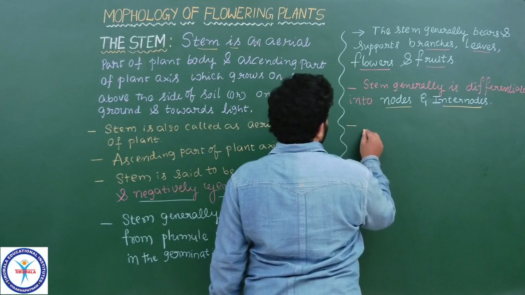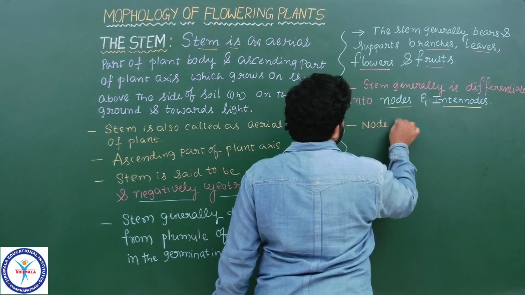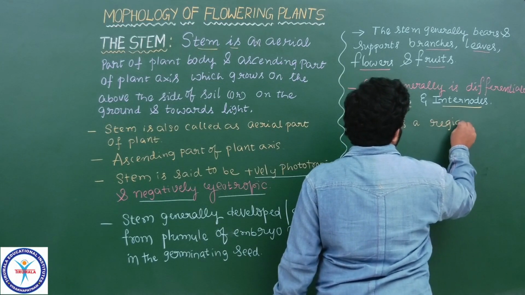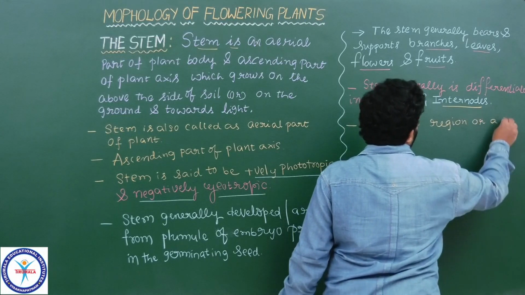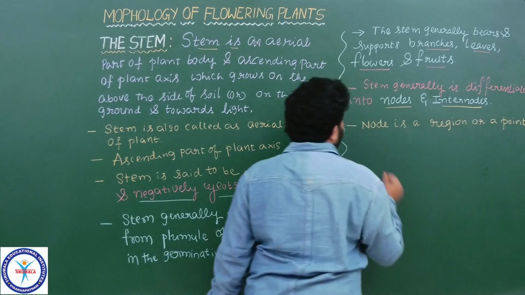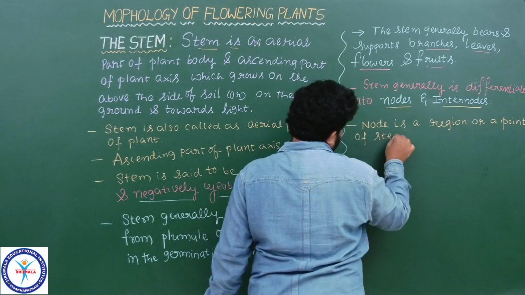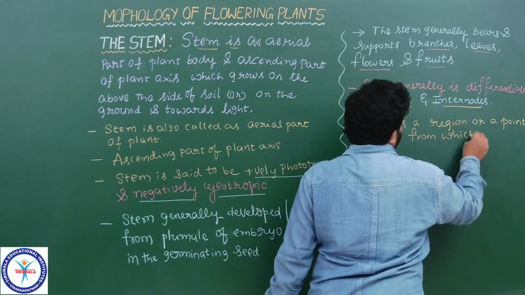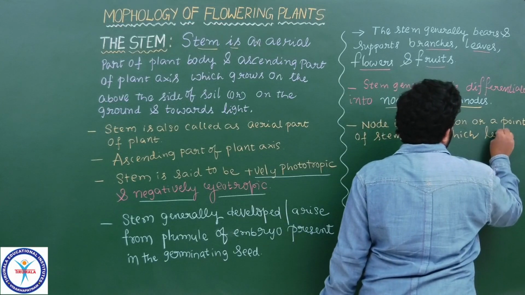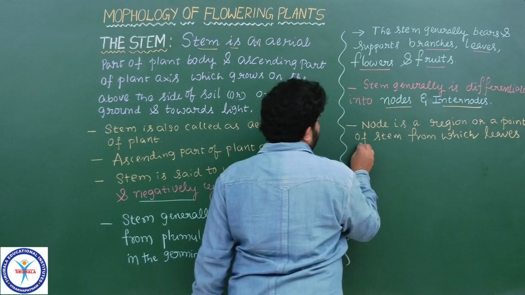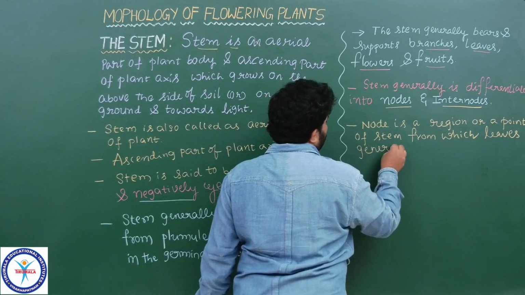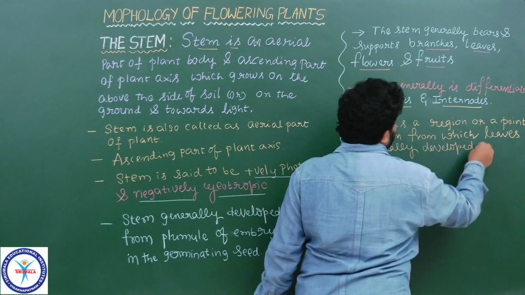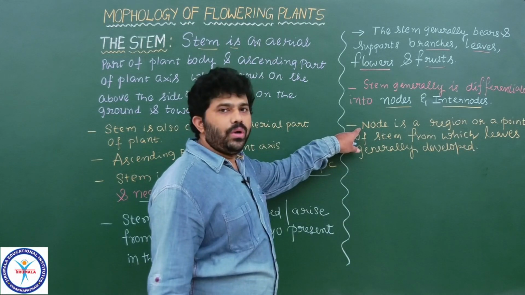So a node is a region or a point of the stem from which leaves generally develop. That particular point is called a node.